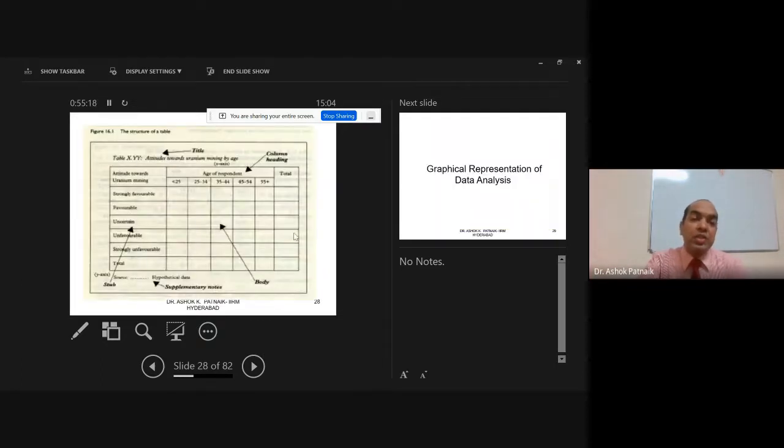So for tables, these things are very essential. There should be a title, there should be a column heading, there should be a stub, and there should be some kind of supplementary notes to make them understand what it is.